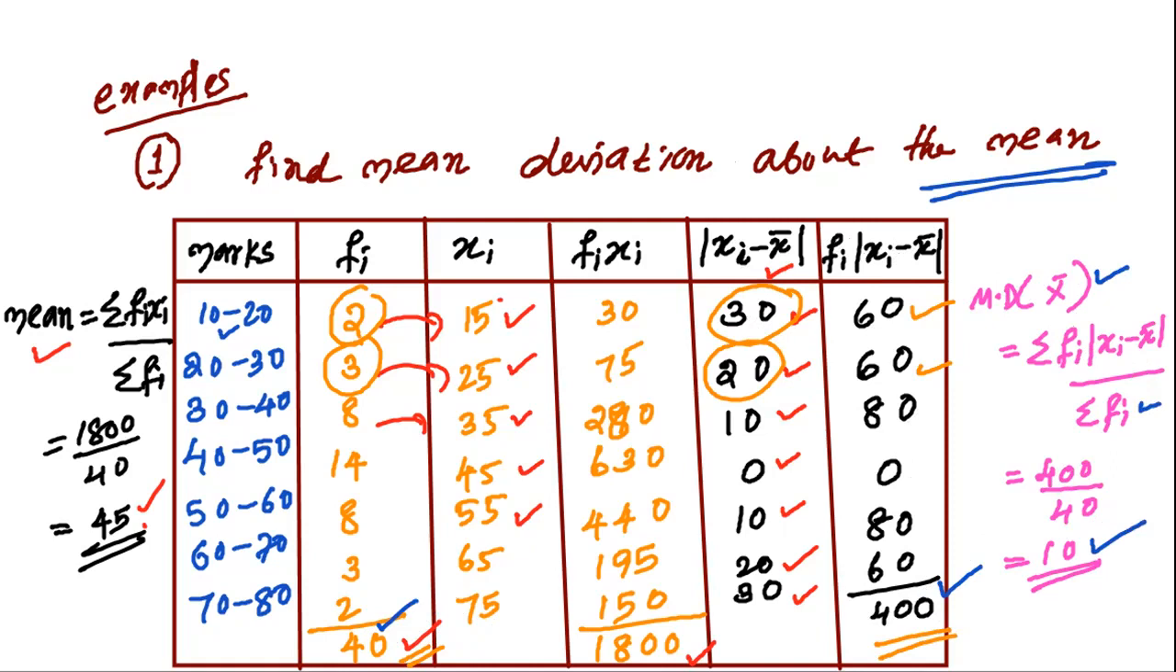So listen, first the xi and fi will be given, marks and fi will be given. First find xi, then the fi xi table, then find the mean from the formula. After finding the mean, draw the table of modulus of xi minus x bar. After getting that table, draw the next table, fi into modulus of xi minus x bar. In that one, actually, what we are doing is multiplying the members of modulus xi minus x bar by the members of the table fi. That's the idea about this question.